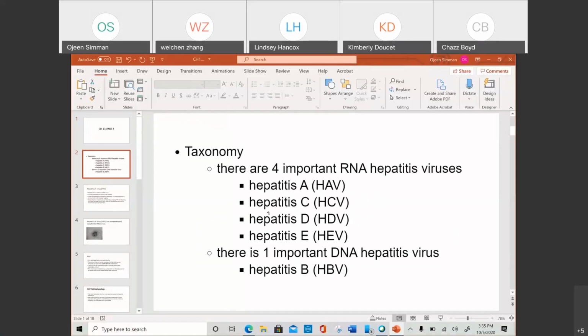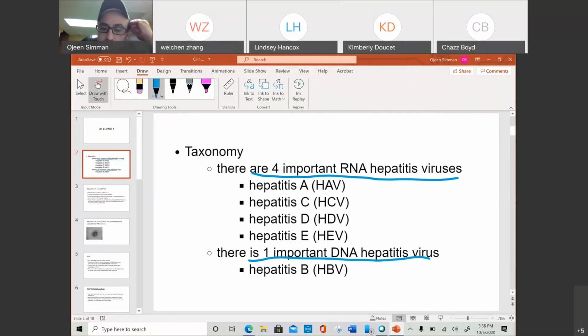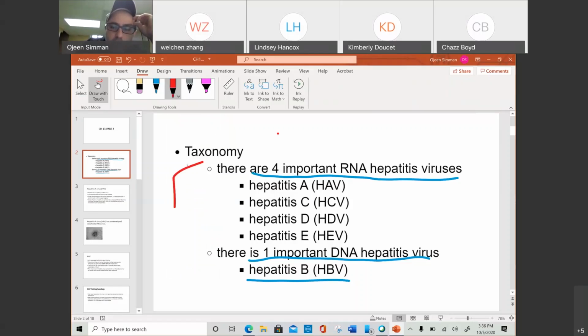The hepatitis flexure. So this is a new slide, which basically shows us the taxonomy of the hepatitis viruses. And basically, there are 4 of them that are RNA. They have an RNA genome, and that would be the hepatitis A, C, D, and E. Okay. And that means there's only one of them that has a DNA genome, which is the hepatitis B virus. So this is a good summary right here on this table or this PowerPoint.